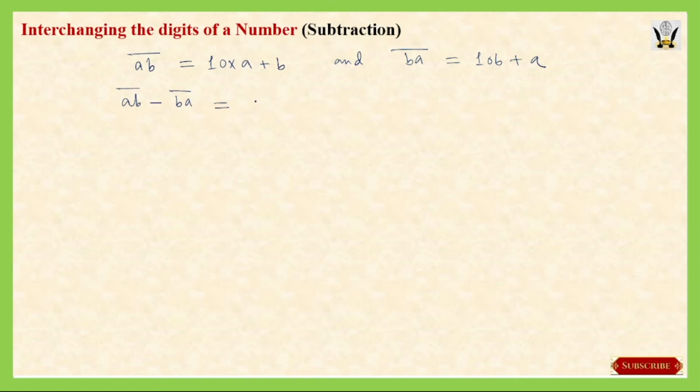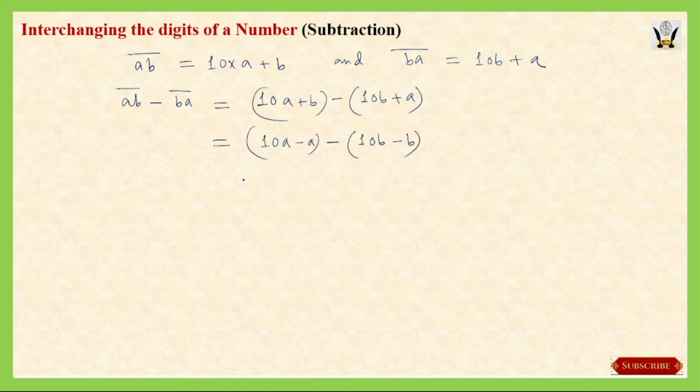So how much will we receive from this subtraction? From the first number it will be 10A plus B, and from the second number it will be 10B plus A. Now if we work on A first, it will be 10A minus A, and then 10B minus B. So it can be written as 9A minus 9B, which can be further written as 9 multiplied by (A minus B).